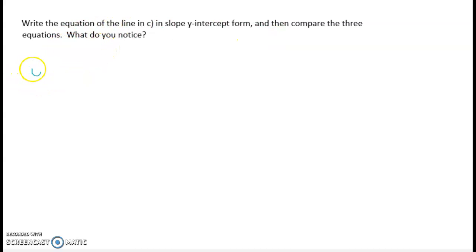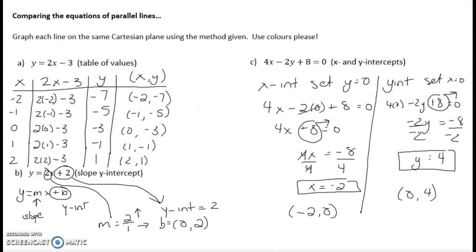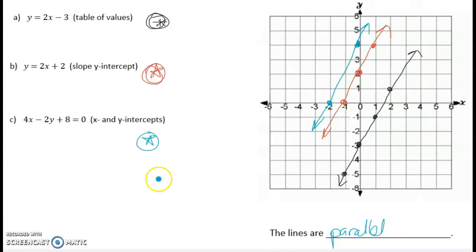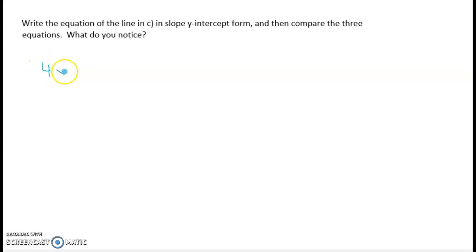So C, I'm just going to rewrite C. C was this one right here. So 4x minus 2y plus 8 equals 0. And it wants us to write it in slope y-intercept form. So that means we are going to isolate the y, okay?